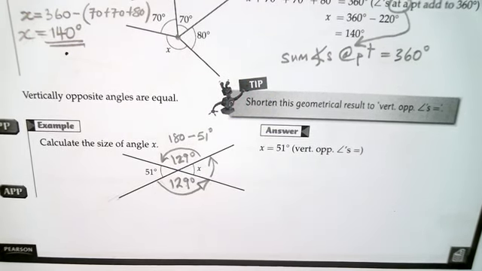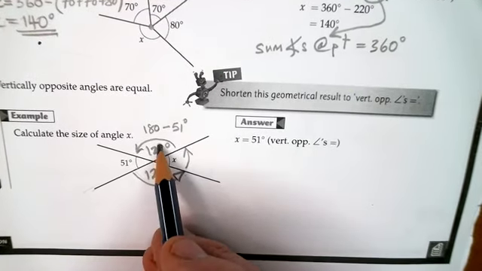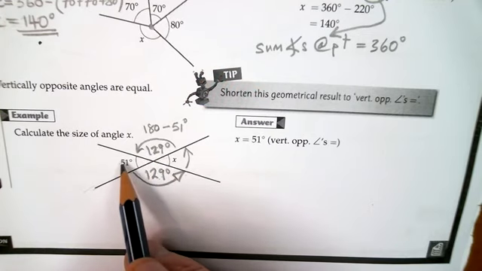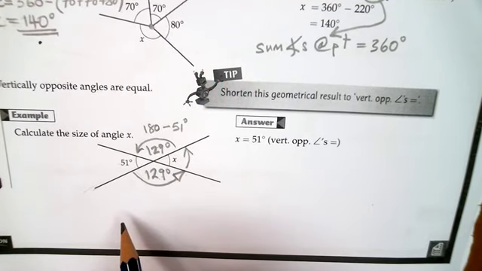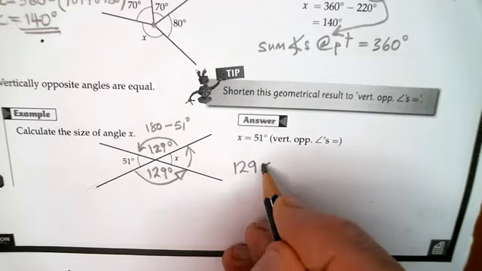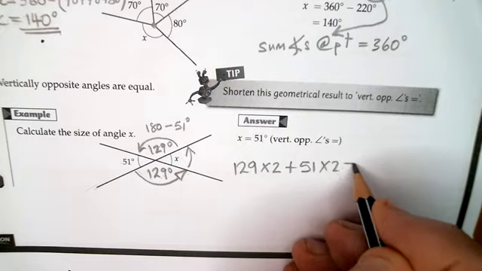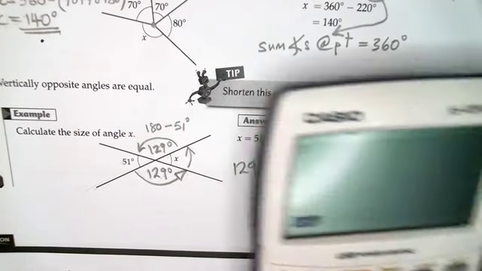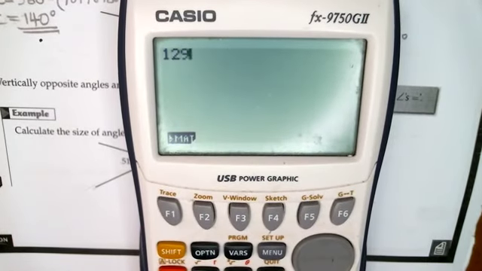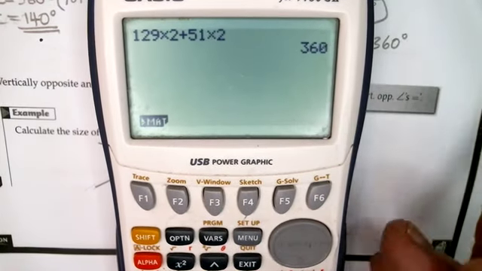But they're also angles around a point. So you can think about it a different way again. Because we know, of course, that 129 times 2 and 51 times 2 must equal 360. Let's have a look at that. So we've got 129 times 2 plus 51 times 2. And that must equal 360. Let's have a look. So we've got 129 times 2, and we've got 51 times 2. And that equals, again, there it is, 360.